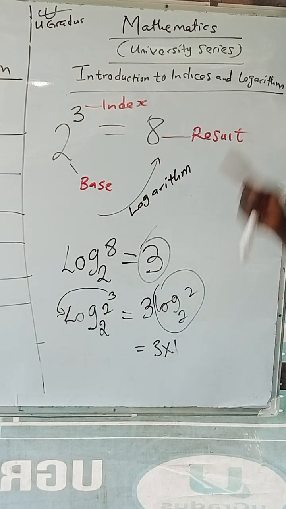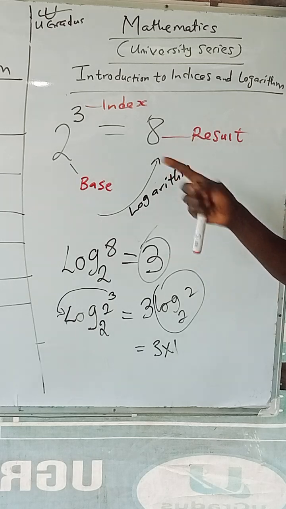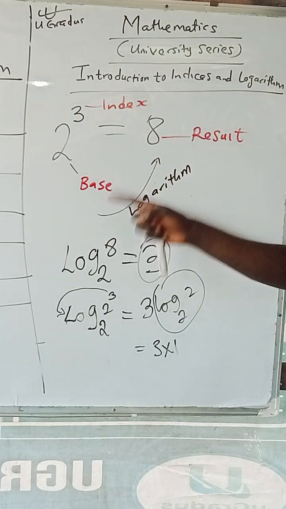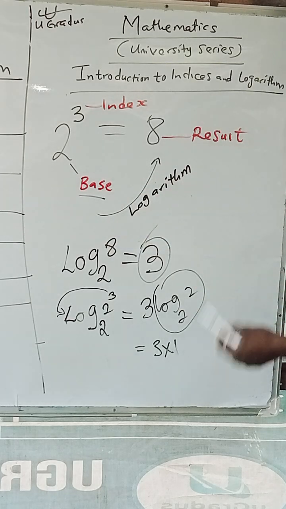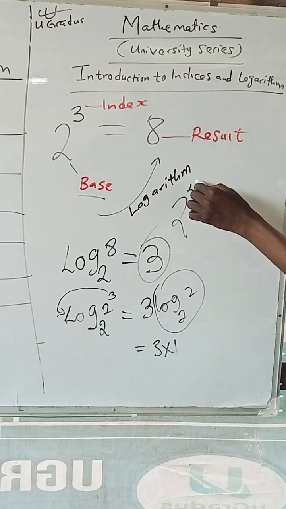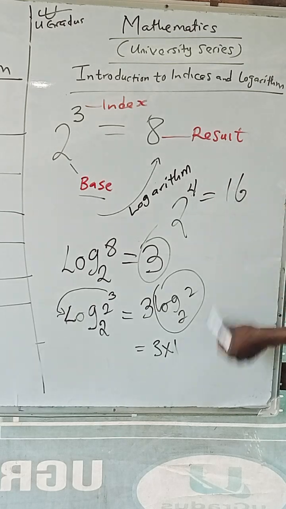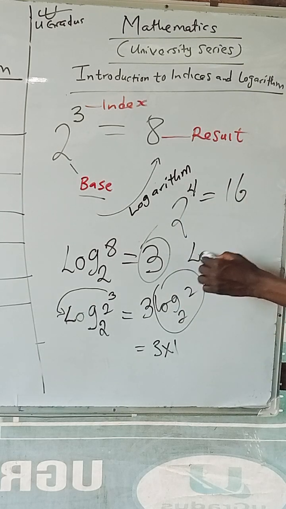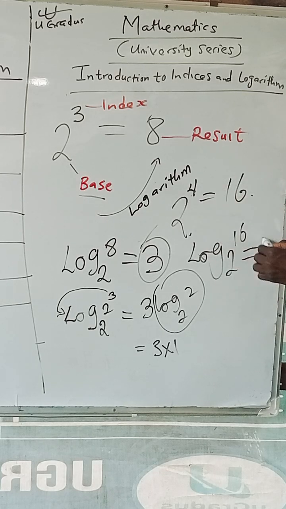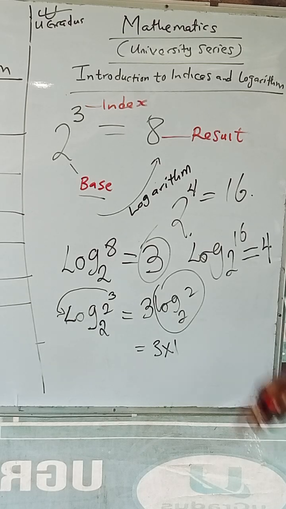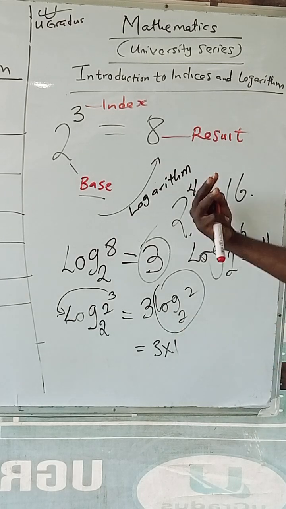That means if you want to make any expression that is in indices form become a logarithmic equation, just let the base carry the result and attach log. For instance, if you say 2 raised to the power of 4 equals 16, to change this indices to log is going to be what? Log, let this base carry this result, 2 raised to the power of 16. Then if you evaluate this, you must get the index, which is 4. So that is how indices and logarithm connect with each other.